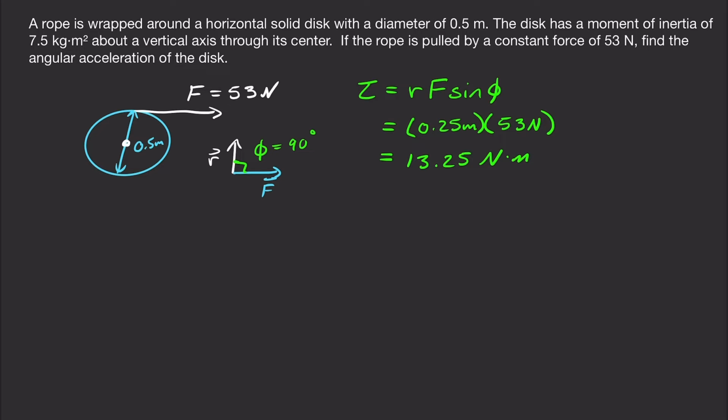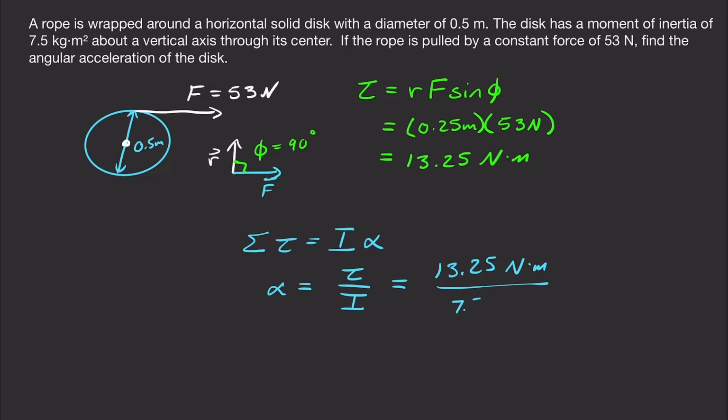Okay, so now in order to find the angular acceleration, I need to use Newton's second law for rotation. So this says the sum of the torques is equal to the moment of inertia times the angular acceleration. And since this is the only force applying a torque, then the sum of the torques is just the torque we've already found. So the acceleration is going to be this torque divided by the moment of inertia. And we're given the moment of inertia of the disk, so we can just plug in. So this is 13.25 Newton meters over 7.5 kilogram meters squared, and this is going to equal 1.77 radians per second squared.